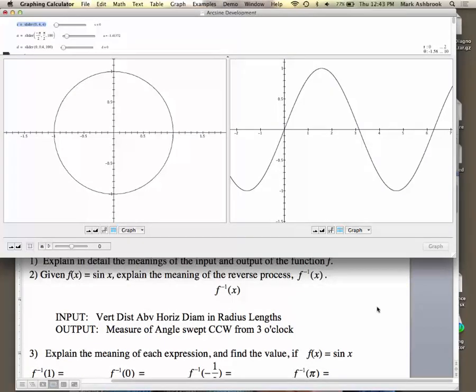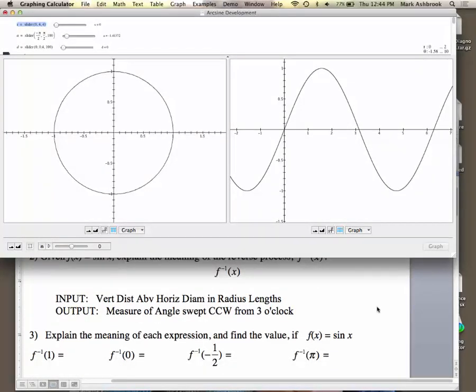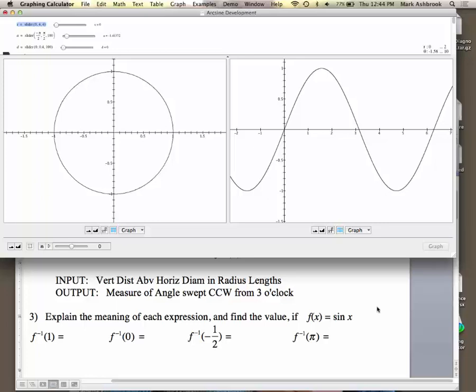Okay. So then if that's the case, let's look at these right here. We're saying that f inverse of x is this reverse process of sine. And I want you to find f inverse of 1, f inverse of 0, f inverse of -1/2, and f inverse of pi. Okay? And so you'll be utilizing the unit circle that you memorized. So using your unit circle knowledge.